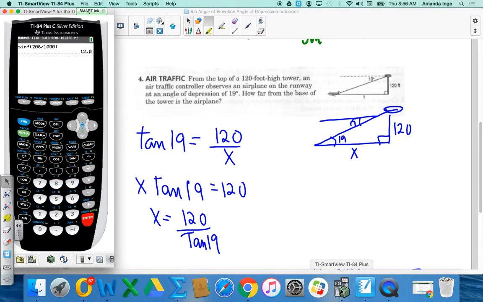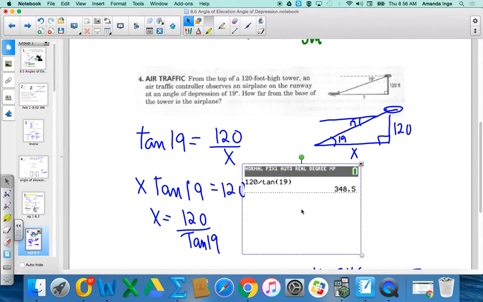Do you have to put 120 in front of it like that? Well, it's 120 over tangent of 19, so it's 120 divided by the tangent of 19. Close the parentheses. Okay. We get the distance is 348.5 feet.